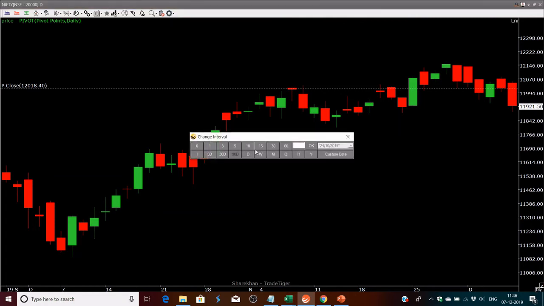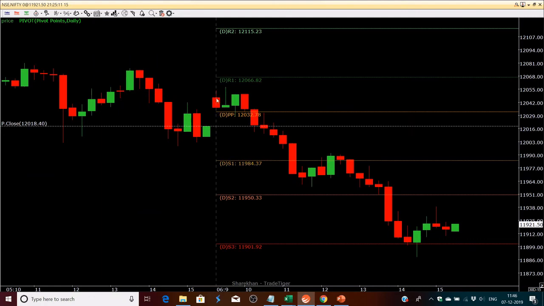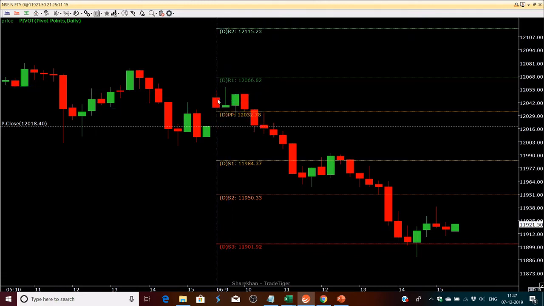So let's analyze it on a 15-minute chart. On the 15-minute, it opened above the pivot and went higher. It opened here and then went up to 12,055, and from there you can see there was an inverted hammer, then there is a bear 180 setup. That means one green candle is completely taken out by a red candle. This is a very powerful sign. This is called bear 180.